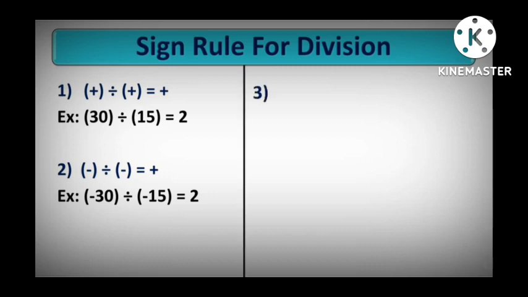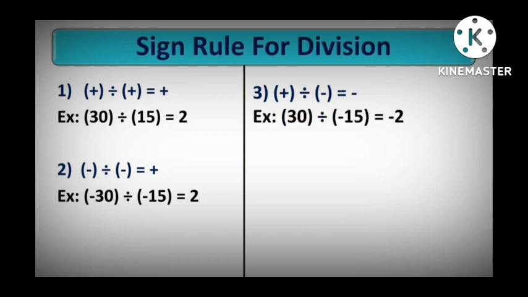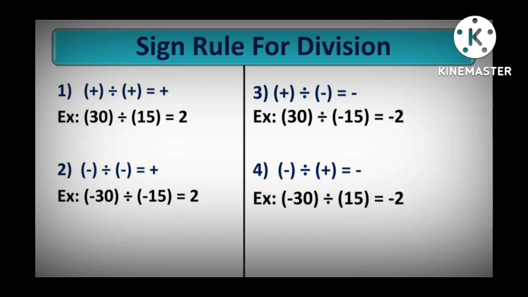Now the third rule is when a positive number is divided by a negative number, we get a negative number. 30 divided by minus 15 gives minus 2. And the last rule is when a negative number is divided by a positive number, we get a negative number. Minus 30 divided by 15 gives minus 2.